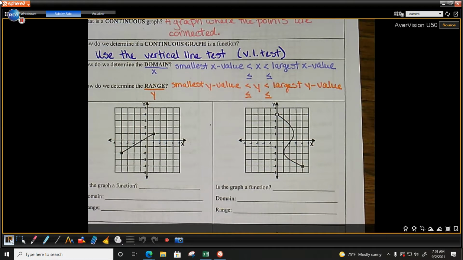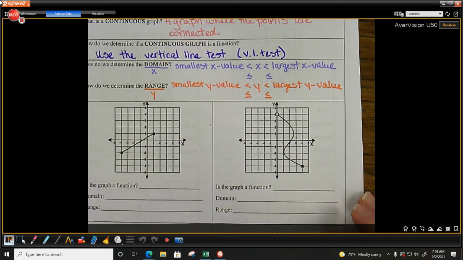So when we do our domain, our x, we're going to look at the farthest to the left and the farthest to the right. When we're doing range, that's your y, which is your vertical. When we're doing our vertical, where would the small number be found? On the top or bottom? The bottom. So we would go bottom to top. Okay? So what we do is we basically frame in this picture.